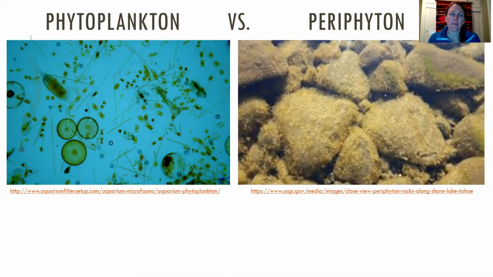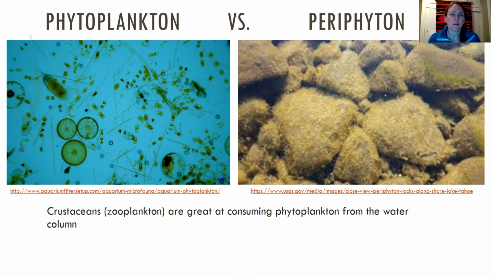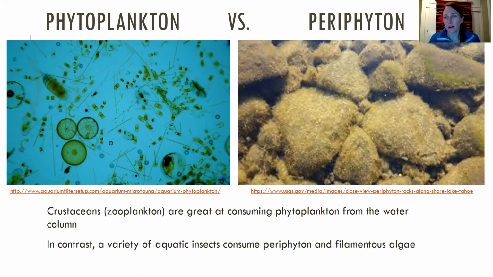Then I'm going to talk about the difference between phytoplankton, which are algal cells that float in the water column, versus periphyton, which is kind of a combination of algae, fungi, and bacteria growing on the surface of rocks, and the differences in terms of who eats what. In general, crustaceans like zooplankton are really great at consuming phytoplankton from the water column, and there are a few insects that will do that. For the most part, in contrast, you see more aquatic insects consuming periphyton and filamentous algae from the benthos, from the bottom of a stream.